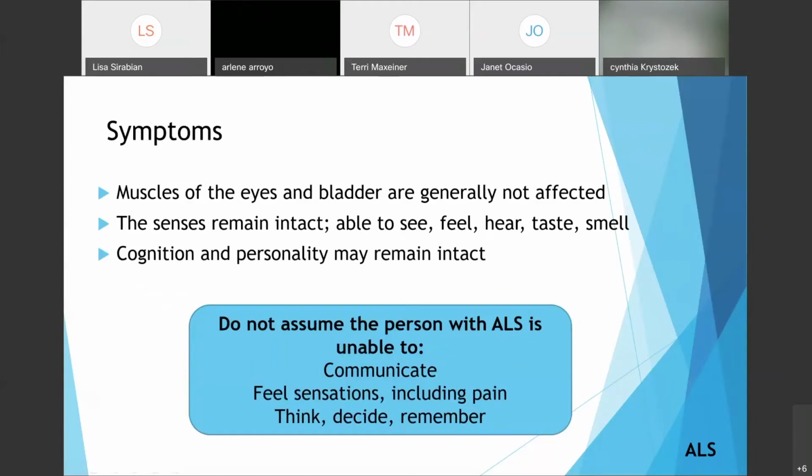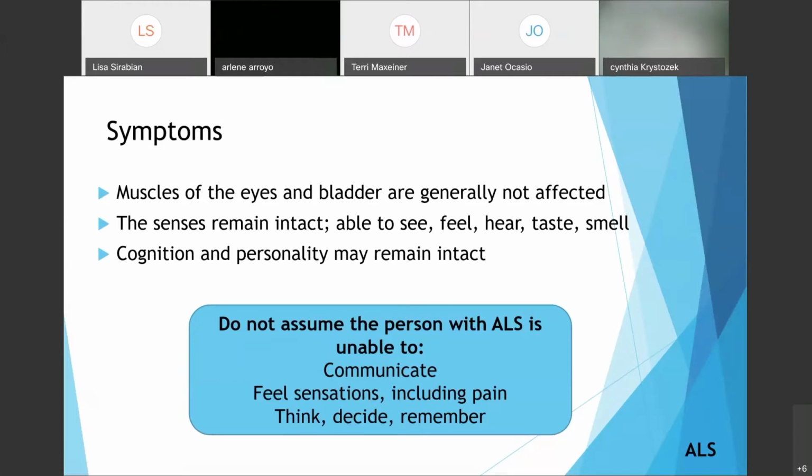So this is interesting. The muscles of the eyes and bladder are generally not affected. The senses remain intact, so they are able to see, feel, hear, taste, and smell, even in the latest stages. Cognition and personality may also remain intact. So we need to be really careful that we're not making assumptions that this person is unable to communicate. We may have to get very creative in how we communicate, and there are lots of devices available to help this person continue to communicate their needs, desires, and preferences.